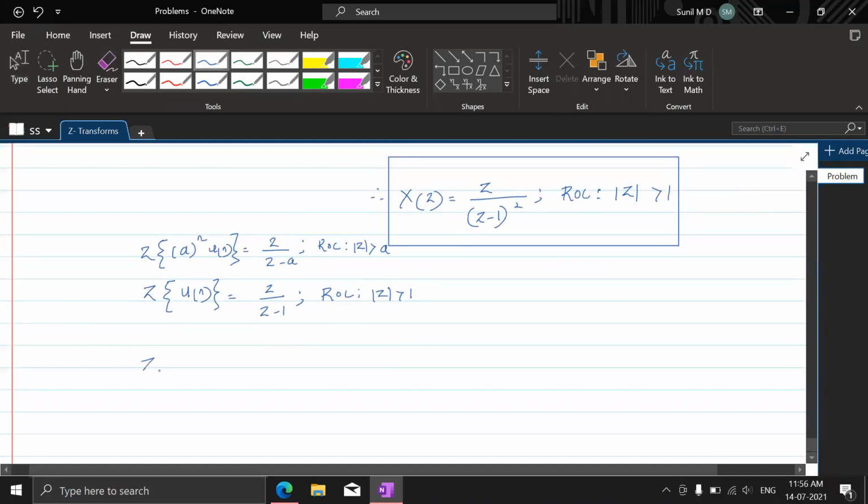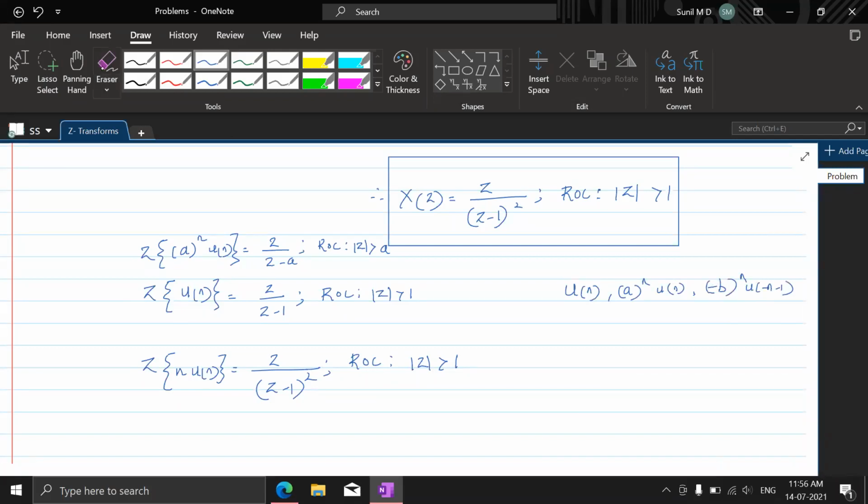Understand? So similarly, what we have done here is, if you have an extra n, what would be the difference? It is z by z minus 1 whole square with ROC again outside the circle with radius 1. So these are all standard transforms, very similar transforms also. Is this okay with you, everybody? So these are some very important transforms of the basic signals. The signals we have seen so far are u of n, a to the power n u of n, minus b to the power n u of minus n minus 1. It's not here. If you write that here, it's different.